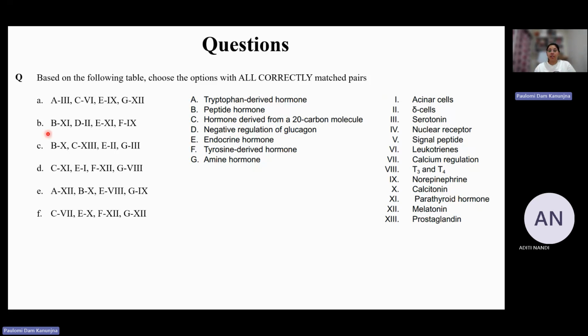On your left, we are discussing the type of hormones. We have tryptophan derived hormones, peptide hormone, hormone which has a 20 carbon molecule. Try to remember this. There is negative regulation by glucagon. You have endocrine hormone, tyrosine derived hormone, we know these compounds, and we have amine hormone. On your right, we have different kinds of cells and hormones, for example serotonin, acinar cells, nuclear receptors, T3, T4. All of these are already matched. You need to tell me which one is what.